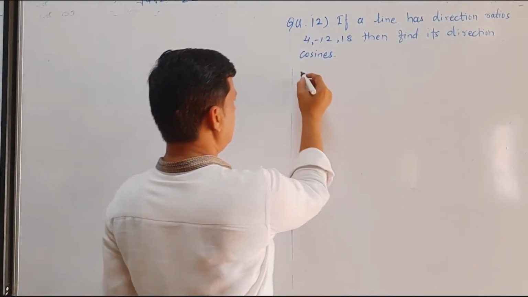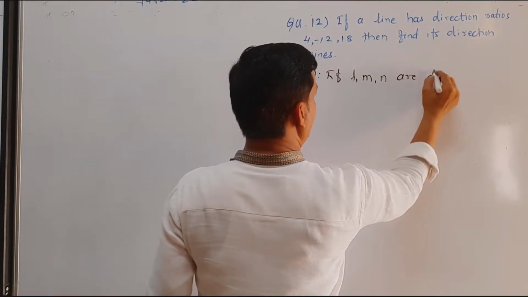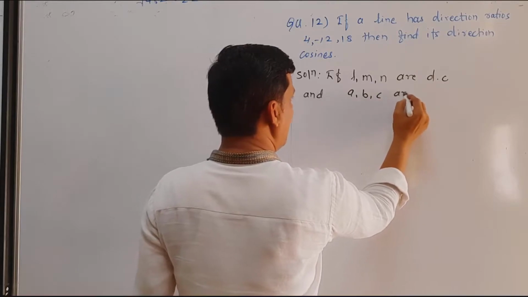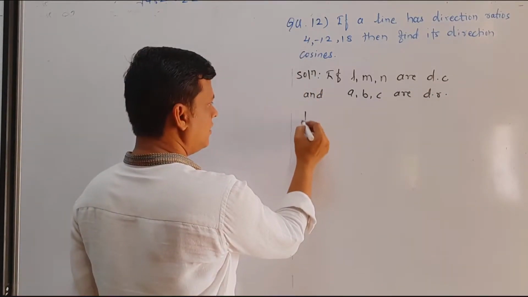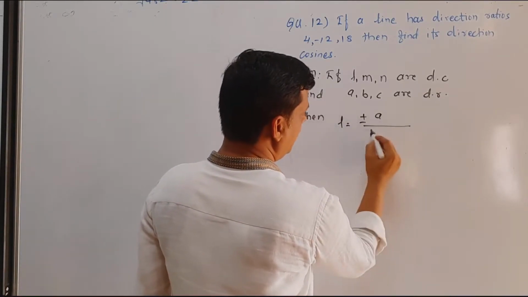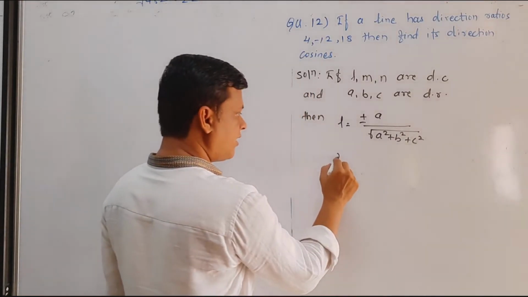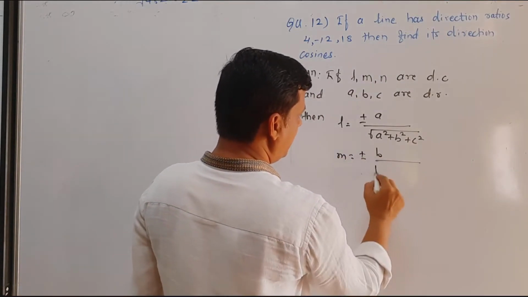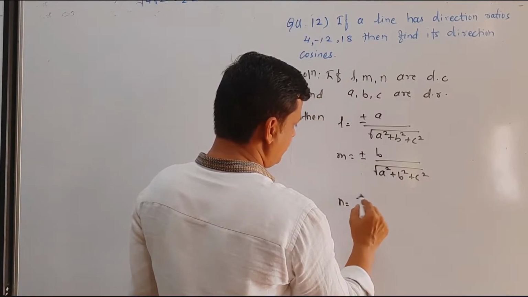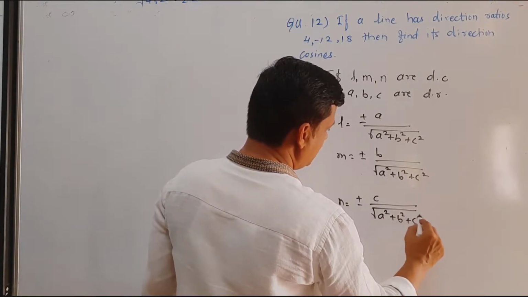If L, M, N are direction cosines and a, b, c are direction ratios, then L is equal to plus or minus a upon under root a square plus b square plus c square. M is equal to plus or minus b upon under root a square plus b square plus c square. N is equal to plus or minus c upon under root a square plus b square plus c square.